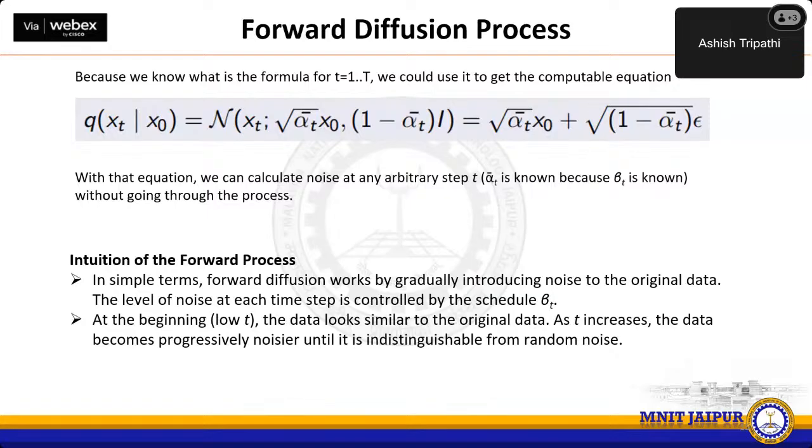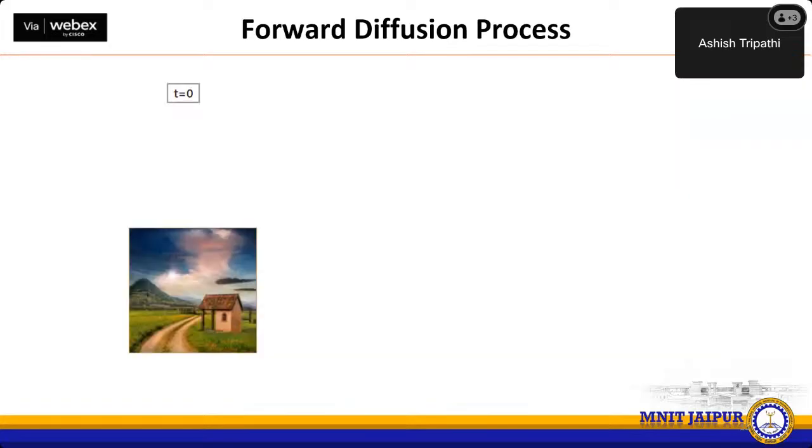Okay. The intuition of the forward diffusion process, which we have been discussing from the very first slide, is to just degrade the image slowly, step by step, so that we can retrieve the image in a similar way in the backward direction. Now let us visualize. This is quite important.